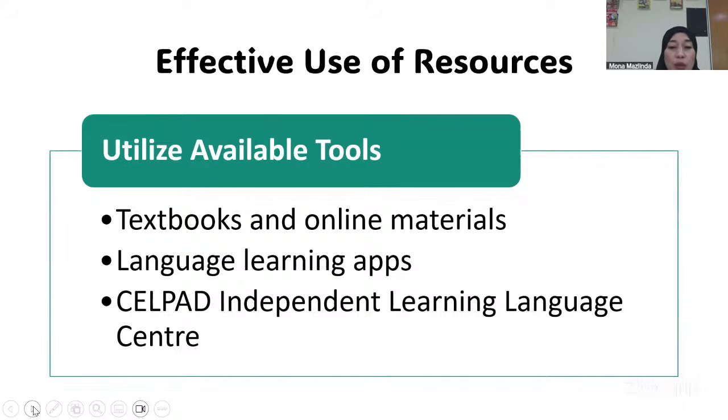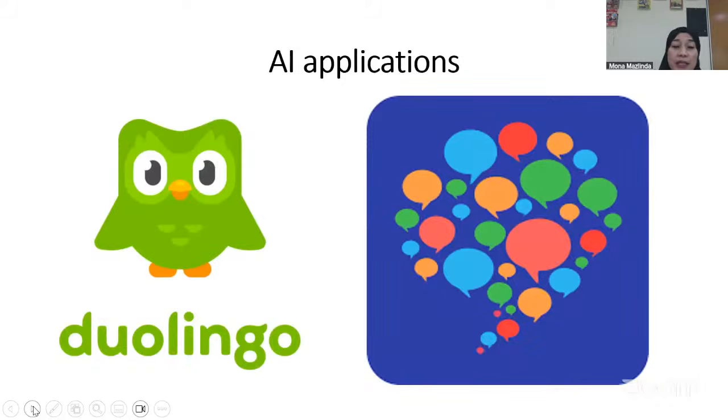And you also have language learning apps like Duolingo, and we have ChatGPT. All right, these are the learning apps that can help you in your language learning in terms of meaning, vocabulary, words, and last but not least, CELPAD also has the CELPAD Independent Learning Language Center, which is called SILK. All right, moving on. Okay, this is the AI application I mentioned just now. All right, and there are many others. Next slide.